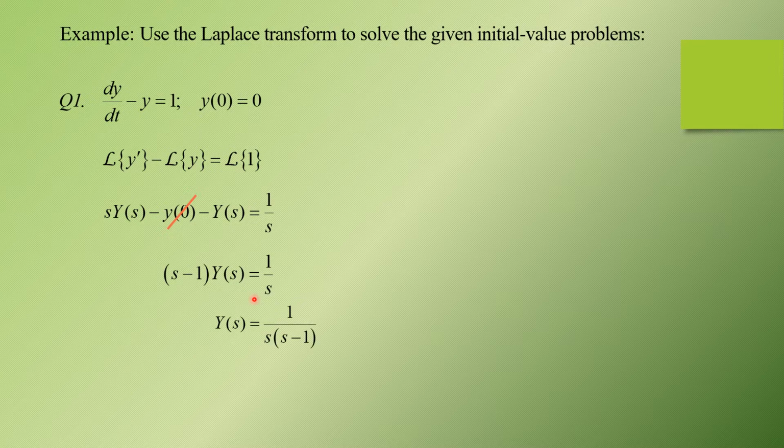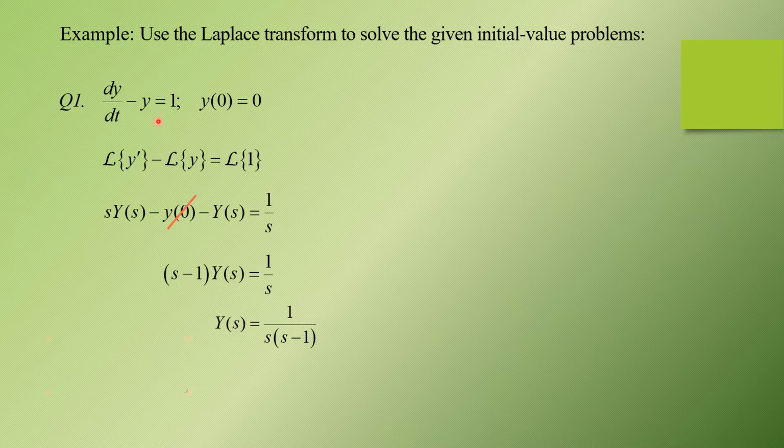And now let us solve for Y(s). So Y(s) must be equal to 1 over s divided by... 1 over s times (s minus 1). So this is the function of Y(s). Now let us find the solution for this equation, where we need to express y in terms of t.